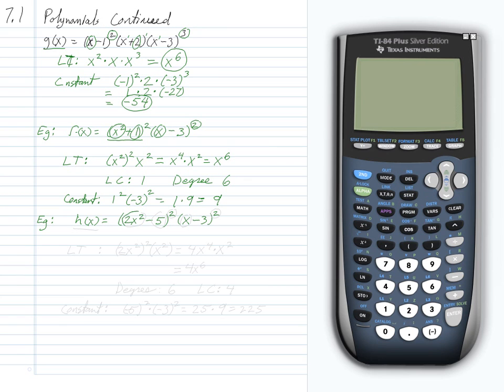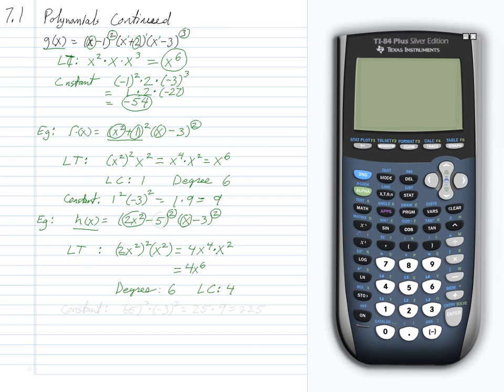then I'll take my leading term and raise it to the applicable power. So that would be 2x squared, all squared, times the next factor's information. So I'll take x and I will square it. So if I square 2x squared, I square the 2, giving me 4, and I square the x squared, giving me x to the fourth. All of that still times x squared, so ultimately we get 4x to the sixth. So our degree of this polynomial h is again 6, and our leading coefficient is 4.